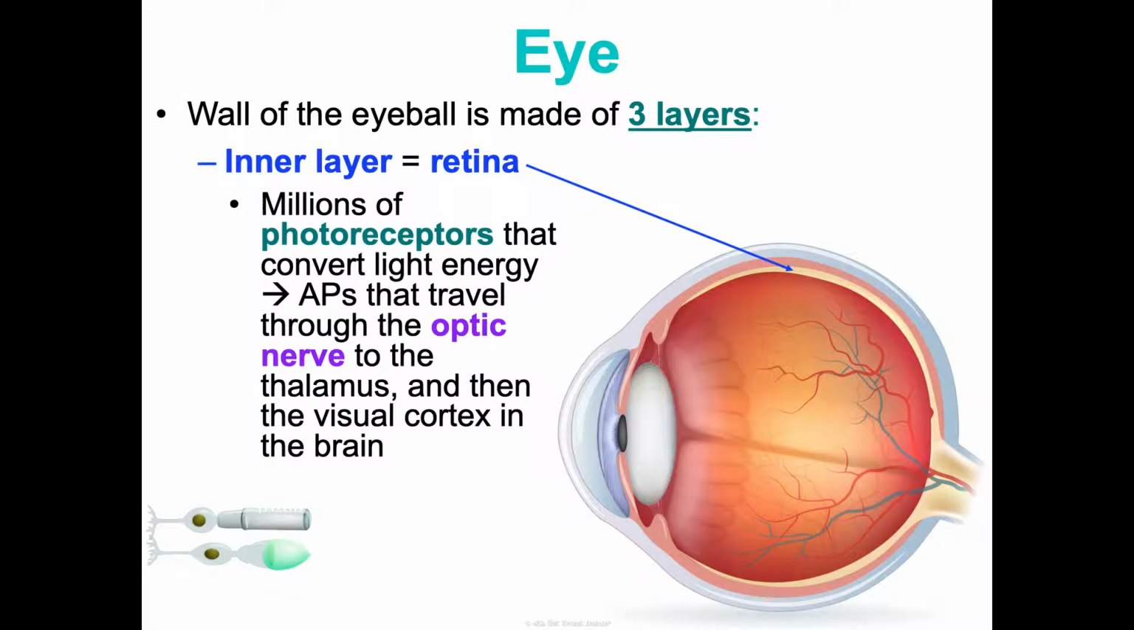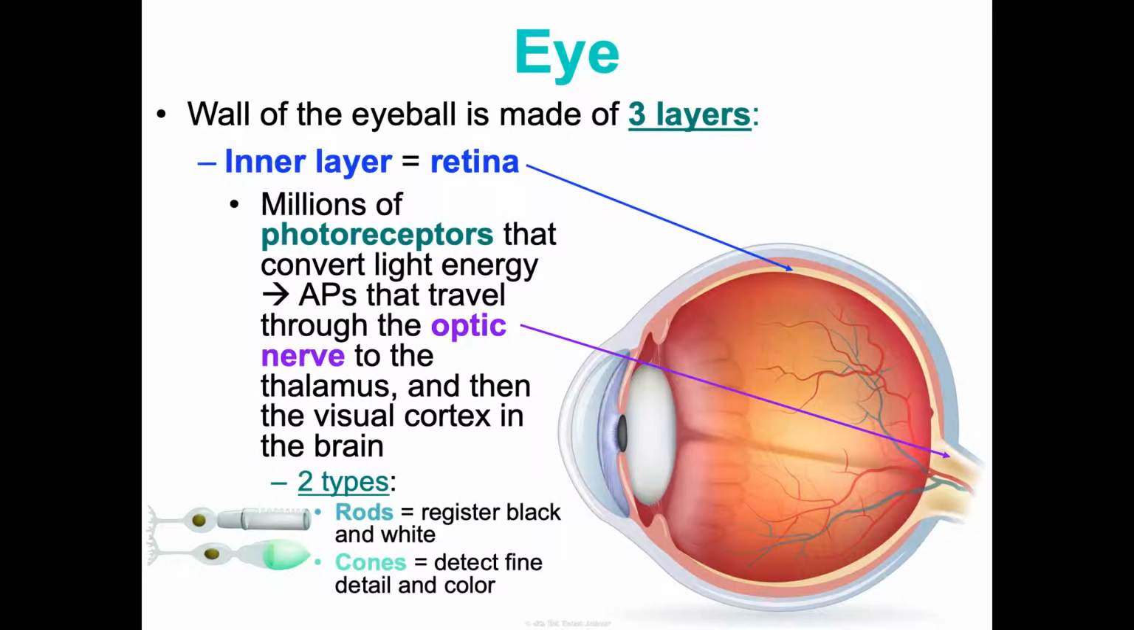Your retina contains millions of photoreceptors. Those photoreceptors convert light energy into electrical energy, or action potentials, that then travel through the optic nerve we talked about at the end of concept 1 to the thalamus in your brain, and then from there to the visual cortex to be integrated and processed. So this is that optic nerve. It's going to go out through there. We have 2 main types of photoreceptors: your rods, which register black and white, and your cones, which are responsible for detecting fine detail and color.